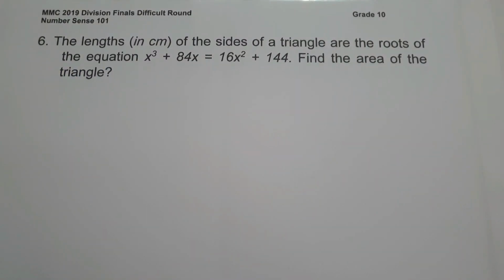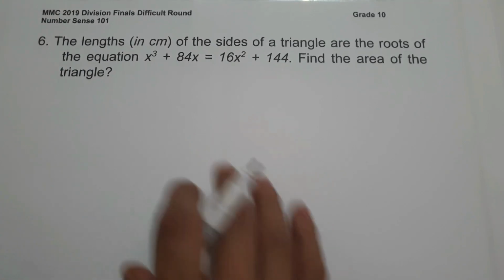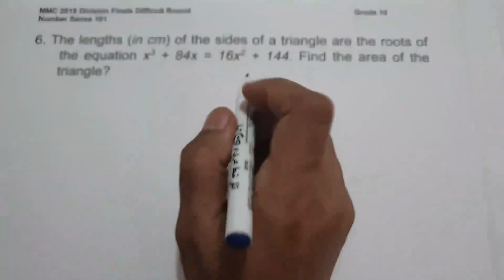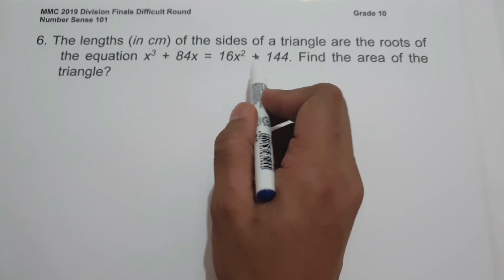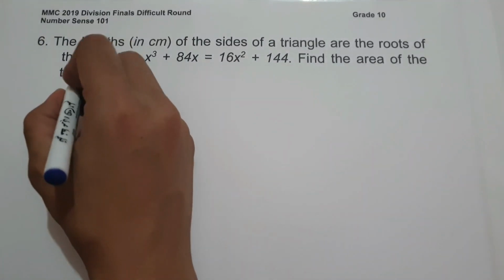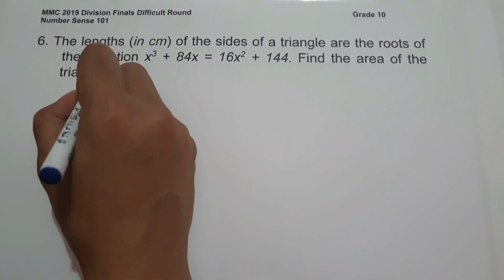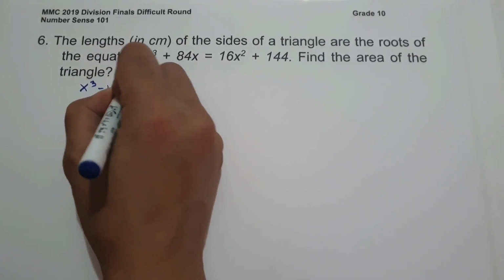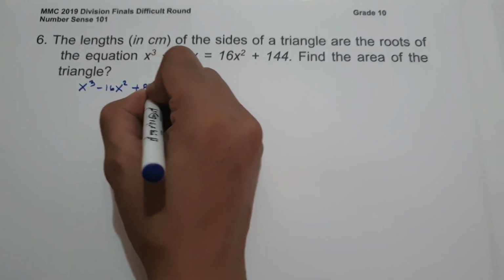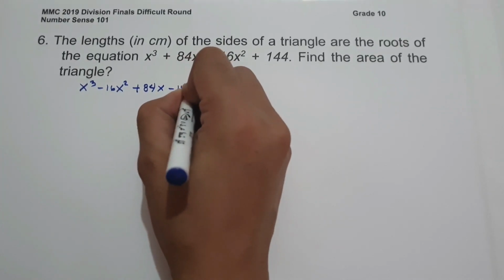On number 6, the lengths in centimeters of the sides of a triangle are the roots of the equation x cubed plus 84x equals 16x squared plus 144. Find the area of the triangle. So in order for us to find the area of the triangle, let us find the roots of this equation. So let us move 16x squared plus 144 to the other side. It will give us x cubed minus 16x squared plus 84x minus 144.